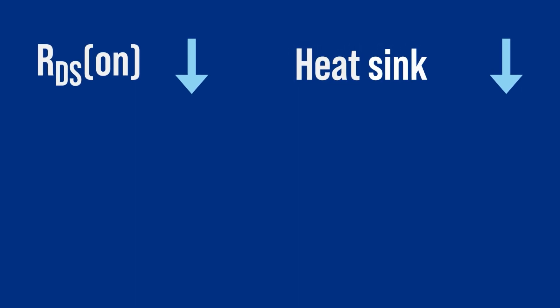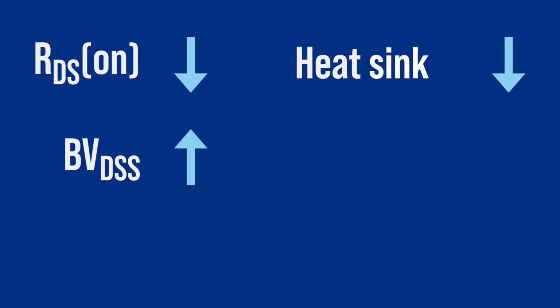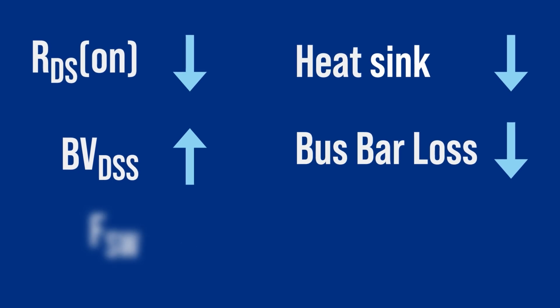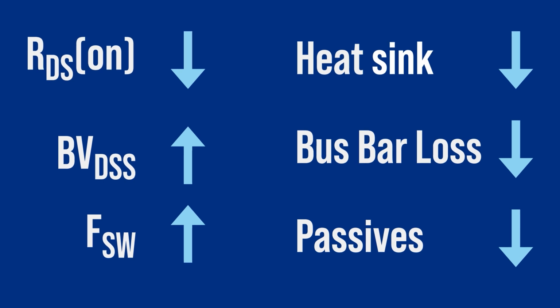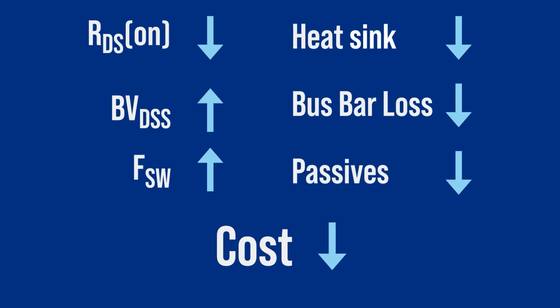Remember, they generate less heat, so you have less heat sinking. They operate at a higher voltage so you can have smaller bus bars. Also, they can operate at higher frequencies so the passives can be smaller. All of these aspects can add up to a cost savings that might offset the price of the individual transistors.